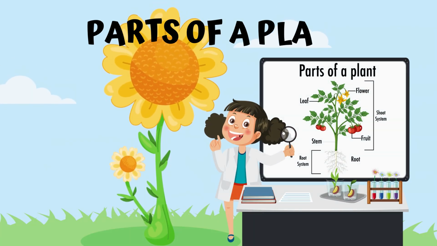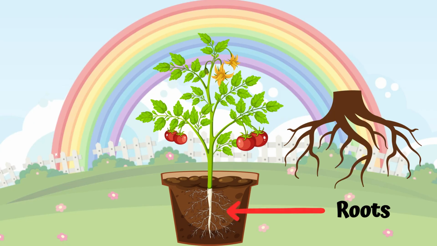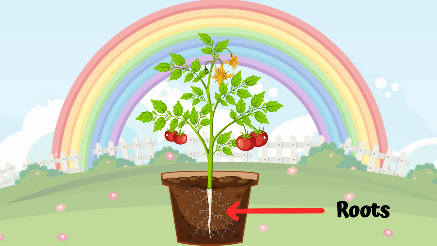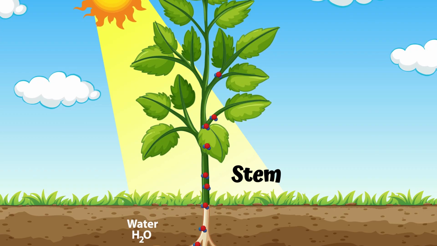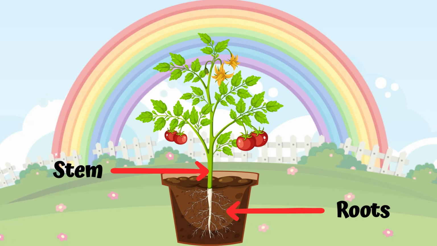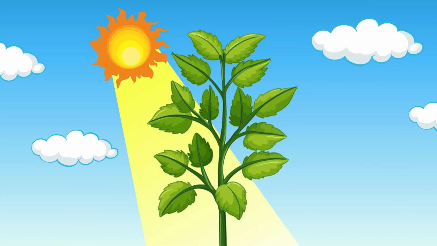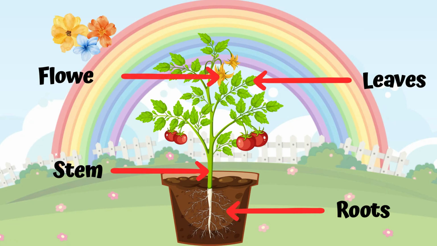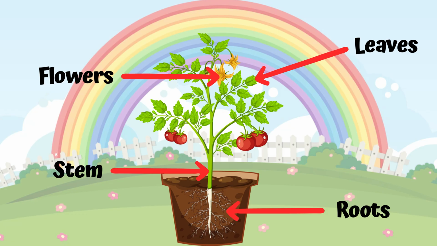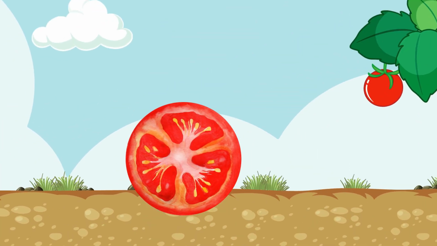Segment 2. Parts of a plant. Let's look at the amazing parts of a plant. Roots. They grow underground and suck up water and minerals from the soil. Stem. It holds the plant up tall and strong and moves water from roots to leaves. Leaves. They catch sunlight and do photosynthesis. Flowers. They look pretty and help make seeds. Fruits. Yummy. They carry seeds so new plants can grow.